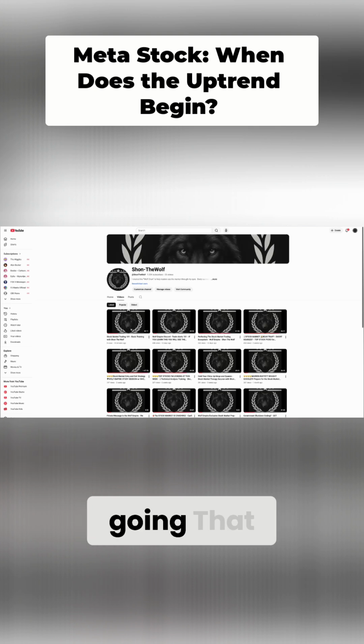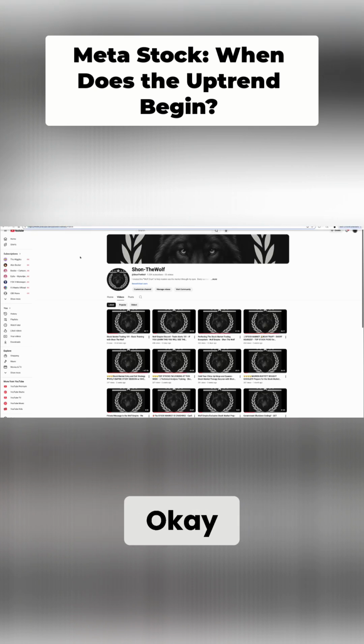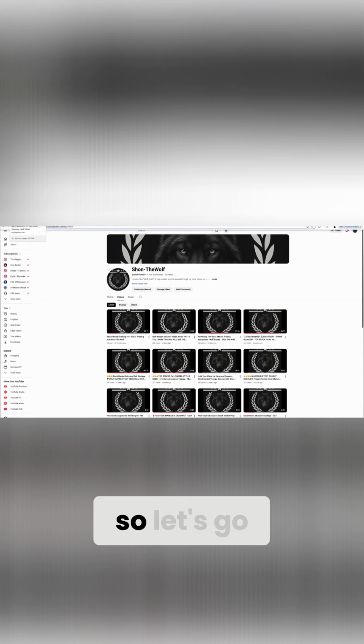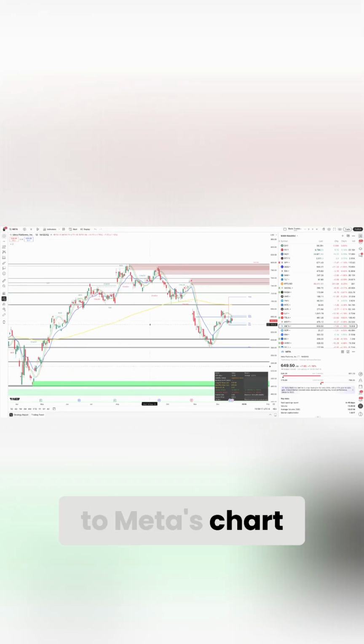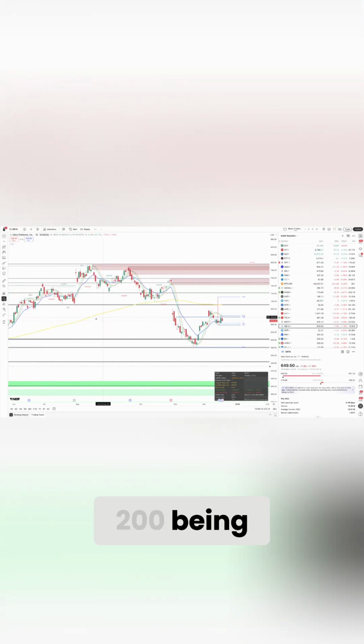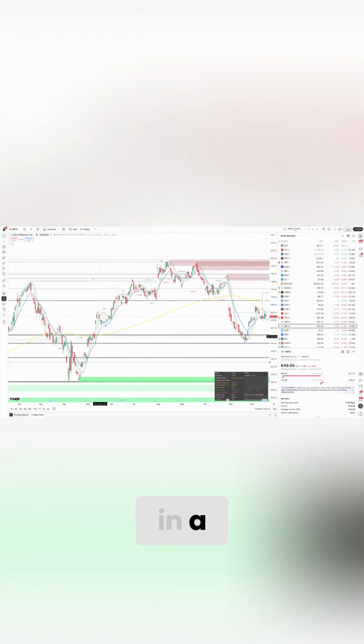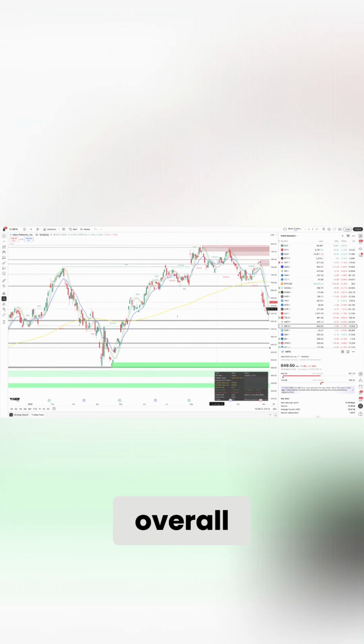This training that we're doing tonight is going to be 102. All right, so let's go back to Meta's chart. We covered the 200 being the moving average that we use to see if a stock is in an uptrend or a downtrend overall. So this tells us overall what type of trend a stock is in.